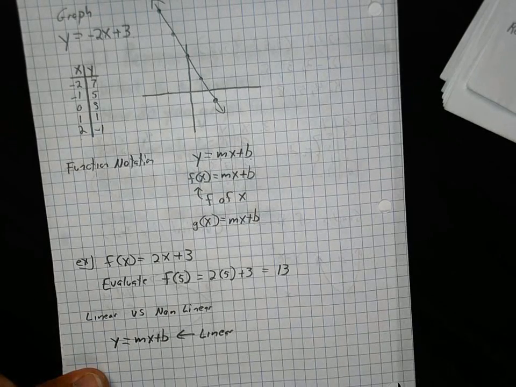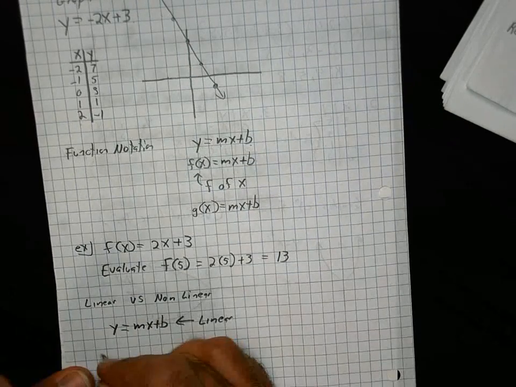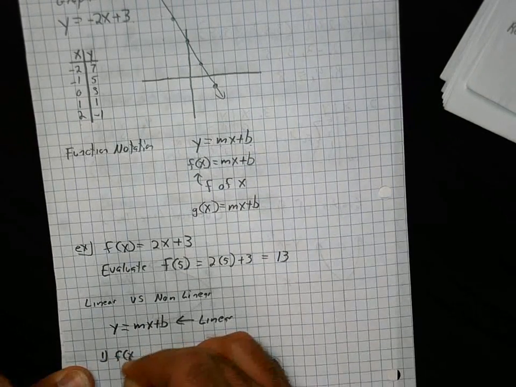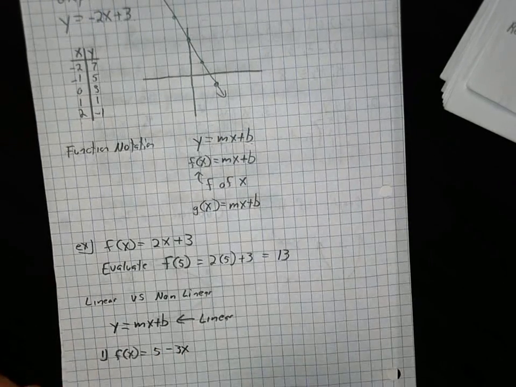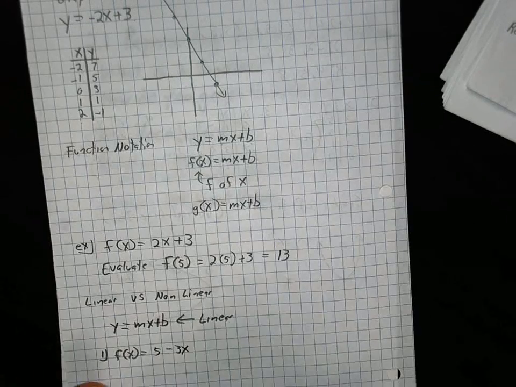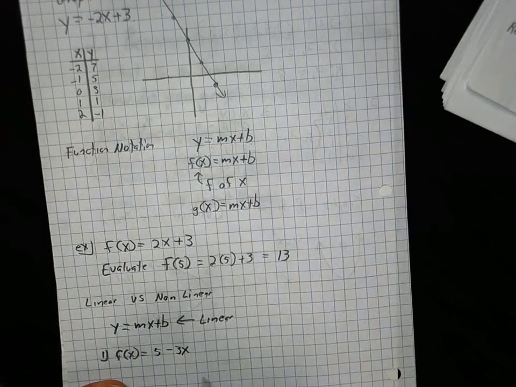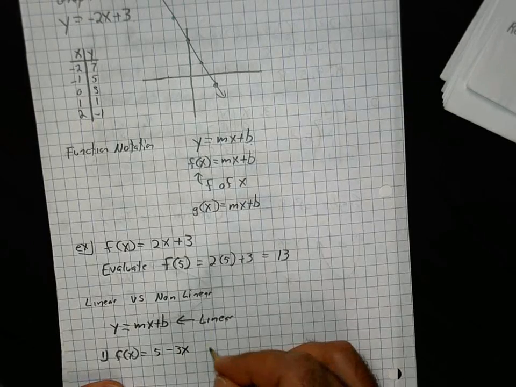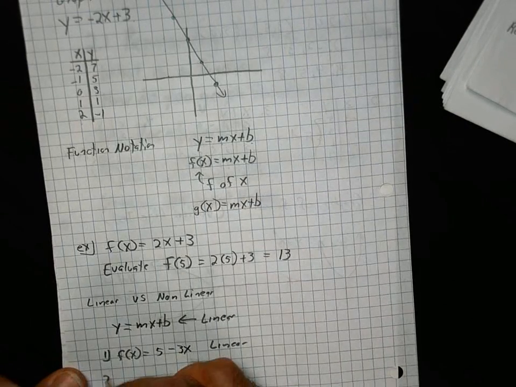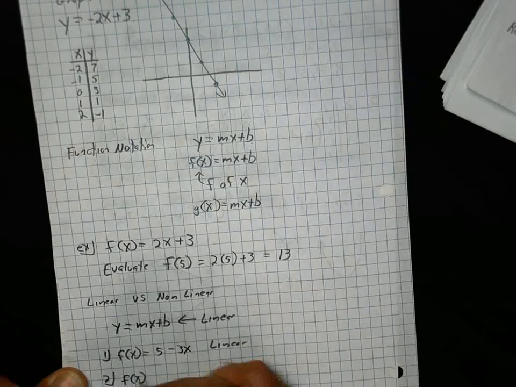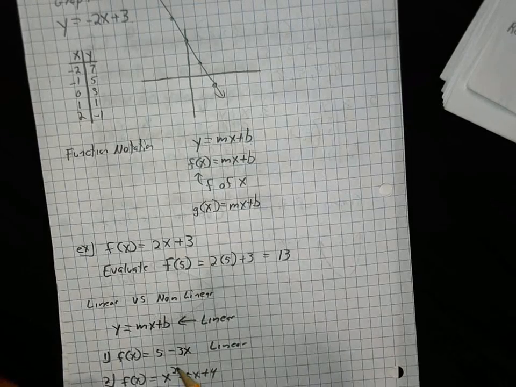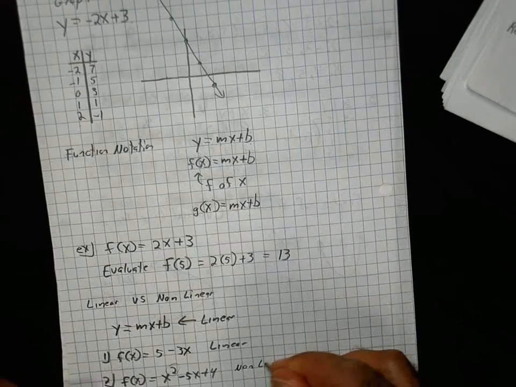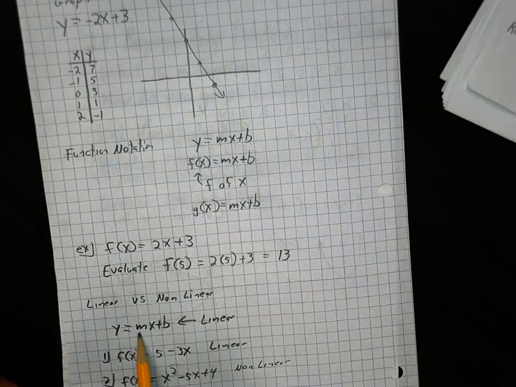Okay, so for example, let's say I have f of x equals 5 minus 3x. Linear or nonlinear? Well, can I write it in the form of mx plus b? Sure I could. I could just rearrange these. This would be linear. Okay. What if I had something like this? x squared minus 5x plus 4. Well, because I have a squared term, that would mean that it would be nonlinear. I can't write it in slope-intercept form.